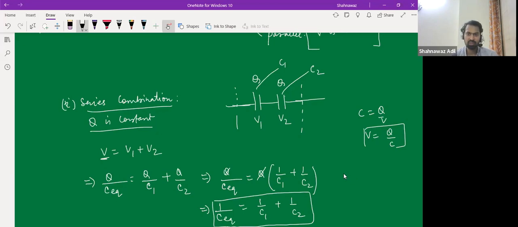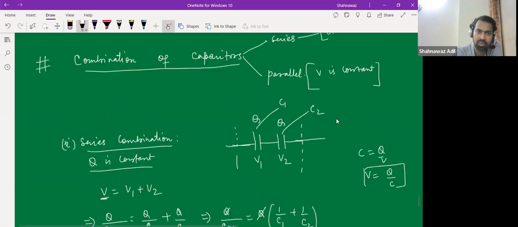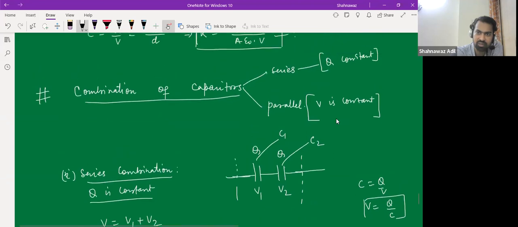Okay, so please note it down first, and then I will do the parallel combination, and then we will do some questions based on series and parallel combinations. Quickly note it down. The topic is the combination of capacitors.